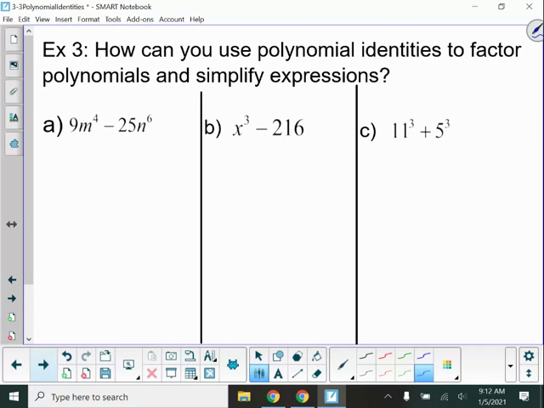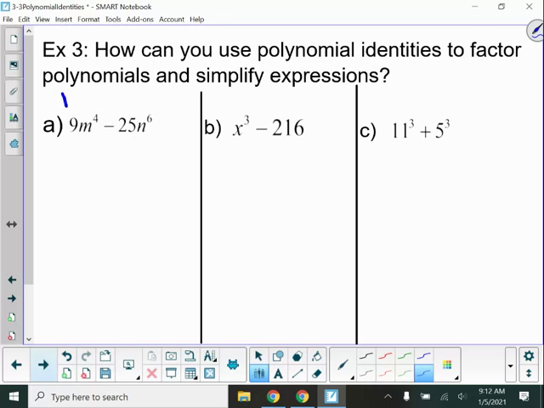Okay, now we're going to get into some factoring. So this is going to be using our difference of squares and then our sum and difference of cube formulas to go through here. So for part A, both of these terms are squares. You can tell that they're squares because the exponents are even and the numbers are both perfect squares.